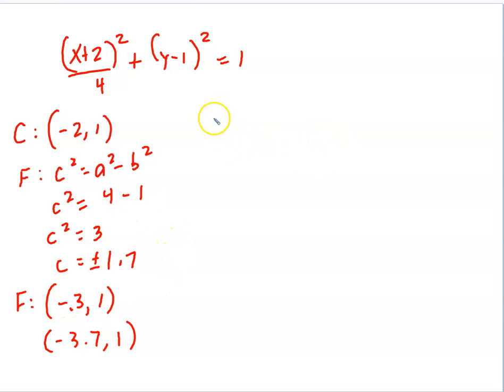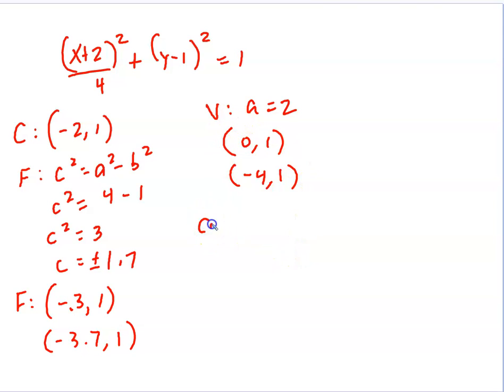Okay, and then for the vertices, we need to know what a is. Well, a squared is 4, so a is 2. So once again, starting at the center, going right 2, we would be at the point 0, 1, and going left 2, we'd be at the point negative 4, 1.